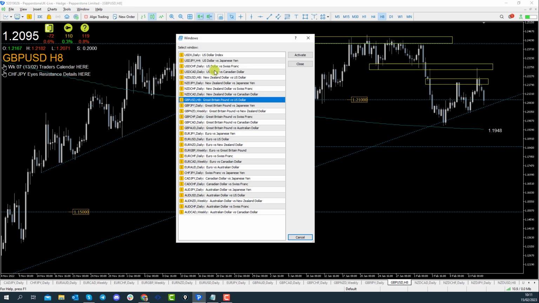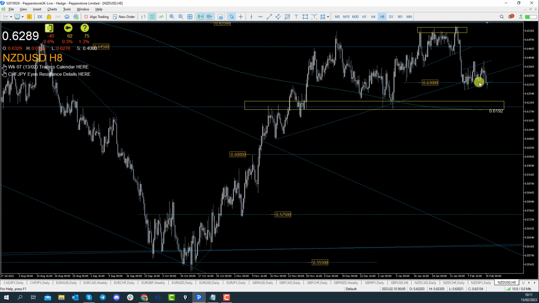We've got Kiwi dollar and pound US dollar both looking to break down. Kiwi dollar has broken out of its little channel here, so looking for a move down to the 0.6200.